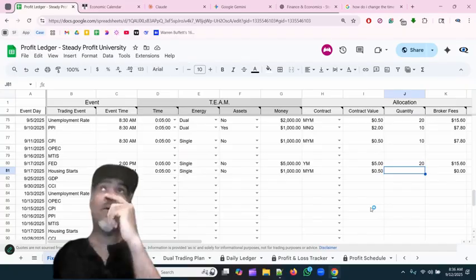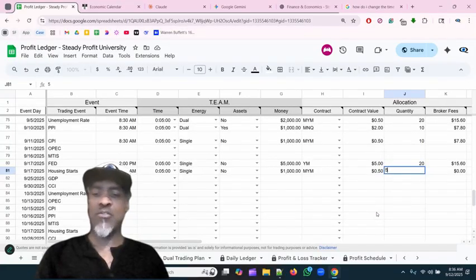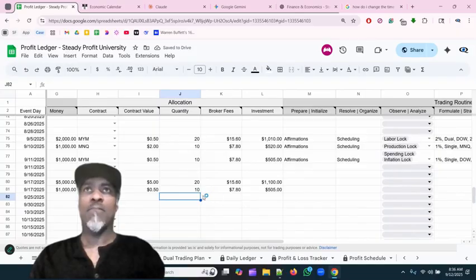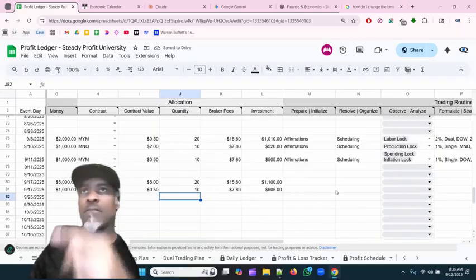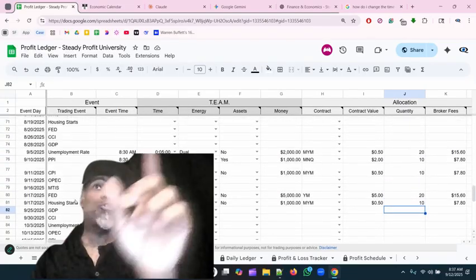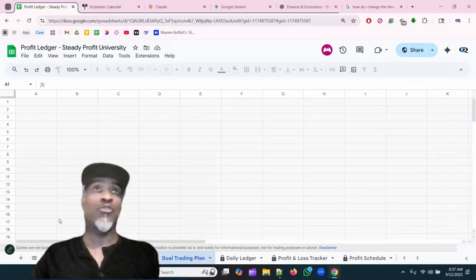But we're still going to do bare minimum. Let's do bare minimum 10 contracts. And then we'll leave that there. So now I want to do a dual trade for this at 9:30. So 9:17, dual trade.